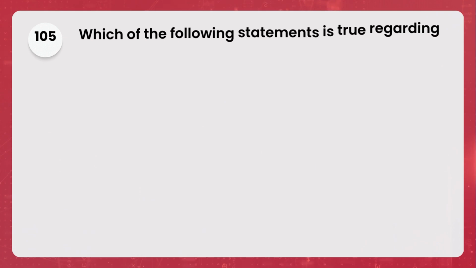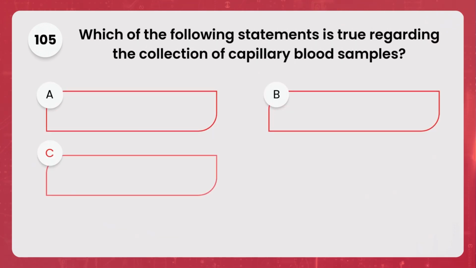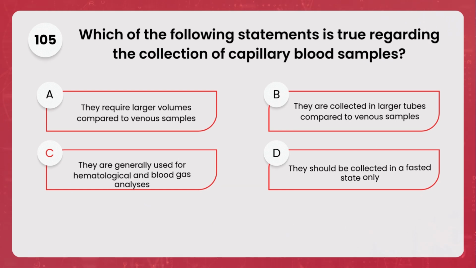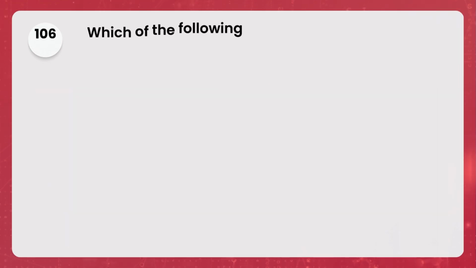Number 105. Which of the following statements is true regarding the collection of capillary blood samples? A. They require larger volumes compared to venous samples. B. They are collected in larger tubes compared to venous samples. C. They are generally used for hematological and blood gases. And D. They should be collected in a fasted state only. The answer is C.